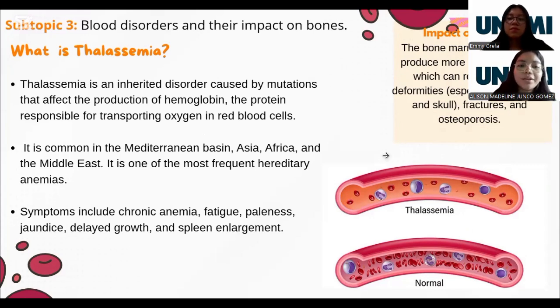Symptoms include chronic anemia, fatigue, pale skin, jaundice, delayed growth, and spleen enlargement. Impact on bones. The bone marrow expands to produce more red blood cells, which can result in bone deformities, especially in the face and skull, fractures, and osteoporosis.